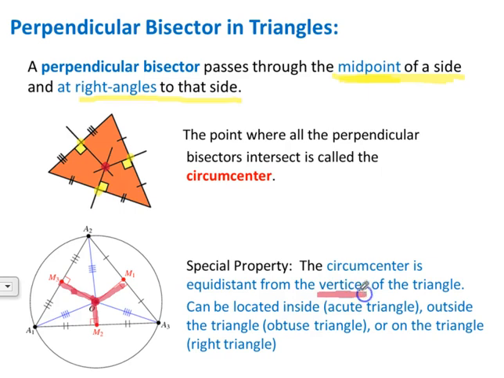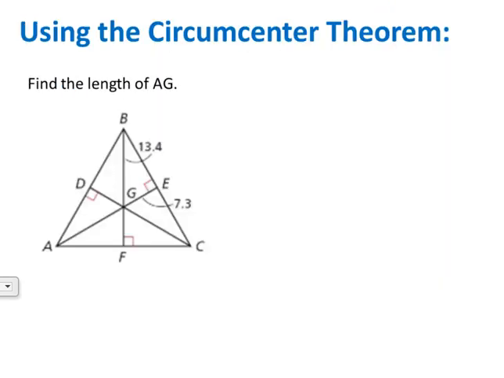That's a little confusing because remember our perpendicular bisector didn't start at a vertex. It starts at the midpoint. But the special property of circumcenters is that the circumcenter is going to be equidistant to our vertices. So if we start at our circumcenter and we move out to our vertices, that distance is going to be the same for each vertex and the circumcenter. So let's look at a problem that uses that idea, that theorem.